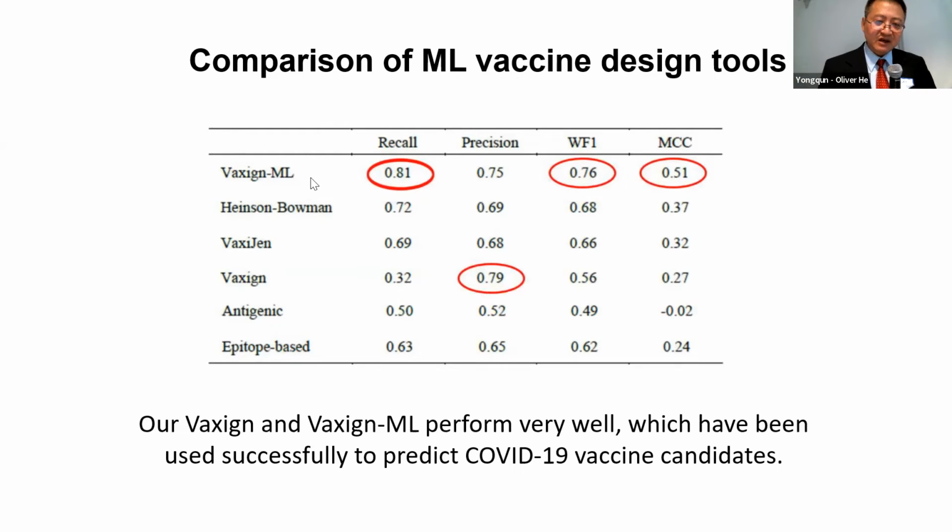Vaccine ML is our vaccine machine learning method, and the Vaccine itself is more like a first generation. It has very good precision, but it has some sacrifice of recall. But the argument at that time was, out of maybe hundreds, you really don't care; you just care about the few. You want to make sure precision is more important than recall. But of course, now recall is also important.